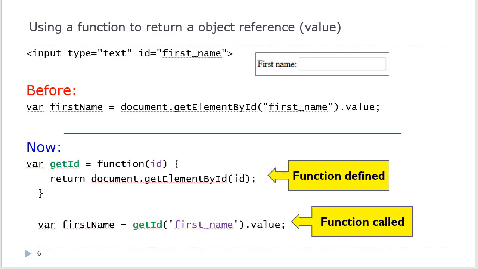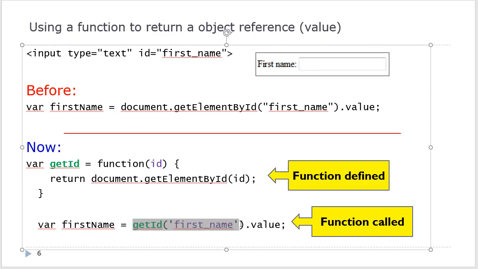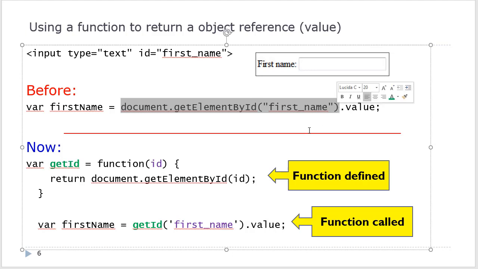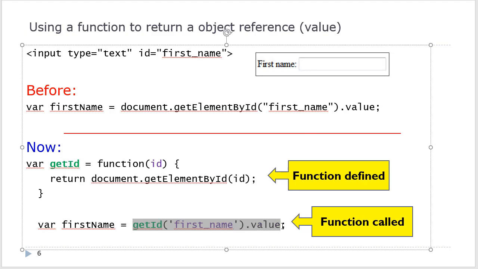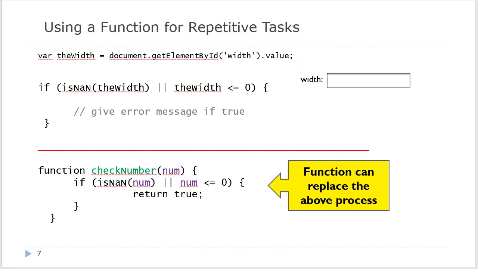Personally, I do not think a dollar sign is a good name for a function, so maybe it's a good idea to use something more meaningful, such as getID. So therefore, when you see this function being called getID first name, you know that this expression is doing the same thing as document.getElementById first name in much fewer amount of letters. And it's a little bit easier to work with if we can shorten the expressions used to access different parts of our application.